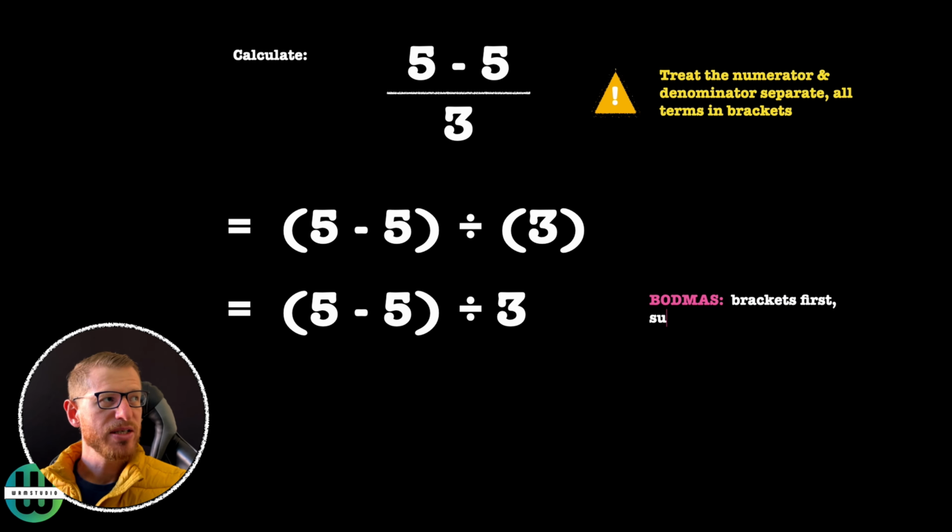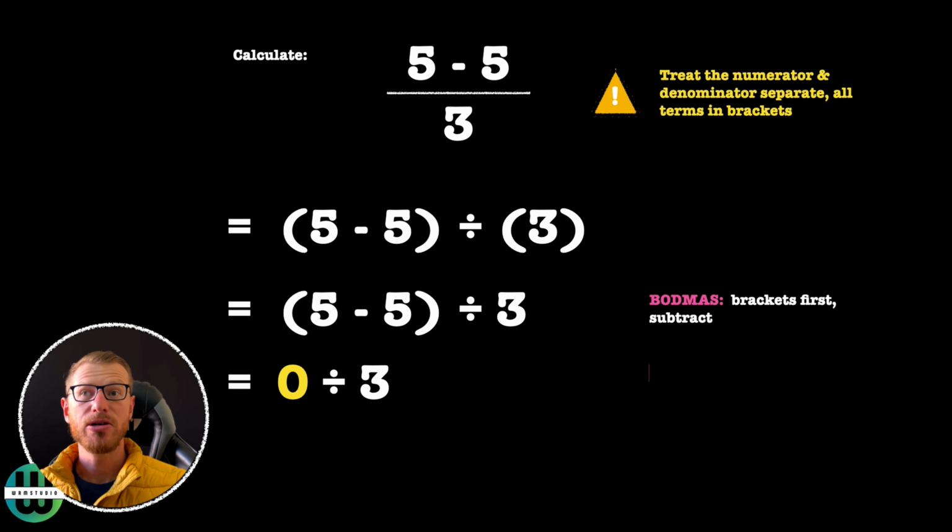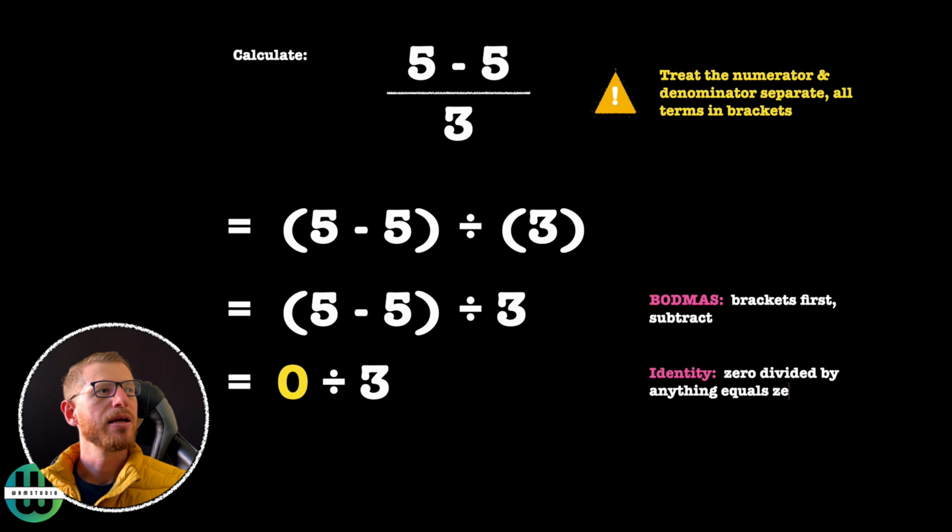Now I'm going to use BODMAS. I'm going to do the bracket and I'm going to subtract. 5 minus 5 equals 0. Now I have 0 divided by 3. And here's another identity. This identity tells me that 0 divided by anything always equals 0. So 0 divided by 3 will be 0.